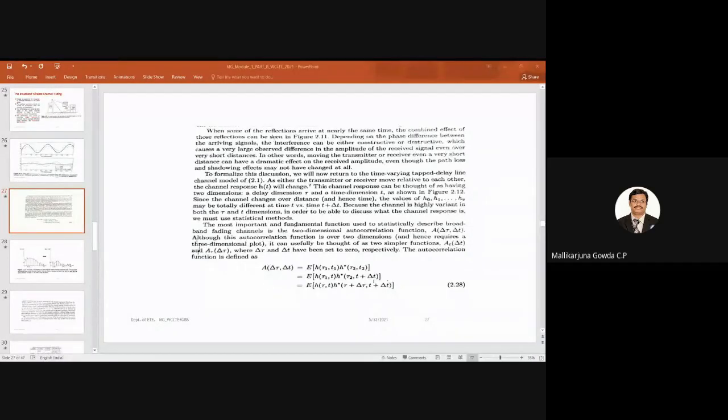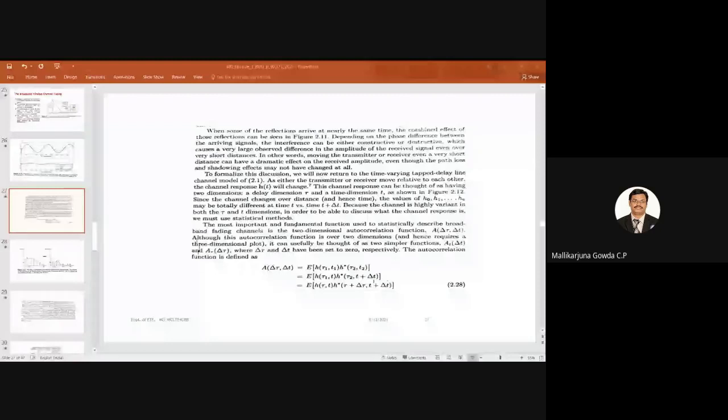It means the impulse response of the channel changes over distance, and when it is changing over distance, it also changes with time. Hope you understand my point. The impulse response of the channel changes with the distance as well as with time. So to understand the effect of this, we need to go for statistical methods. That statistical method for modeling the broadband fading channel is the autocorrelation function.